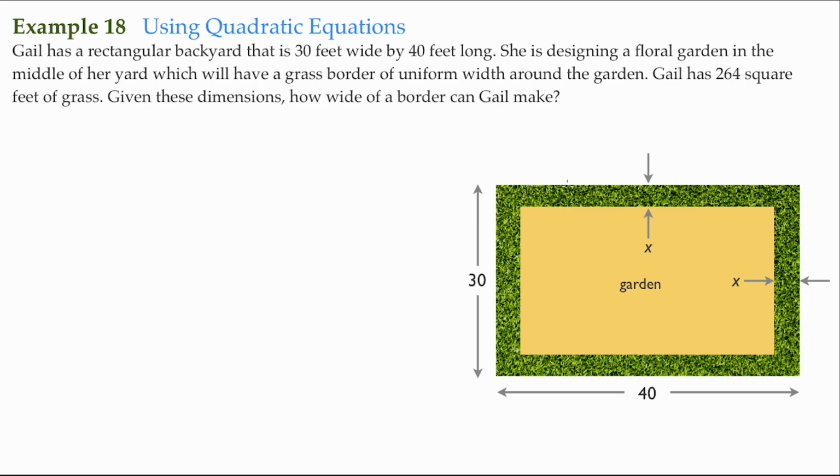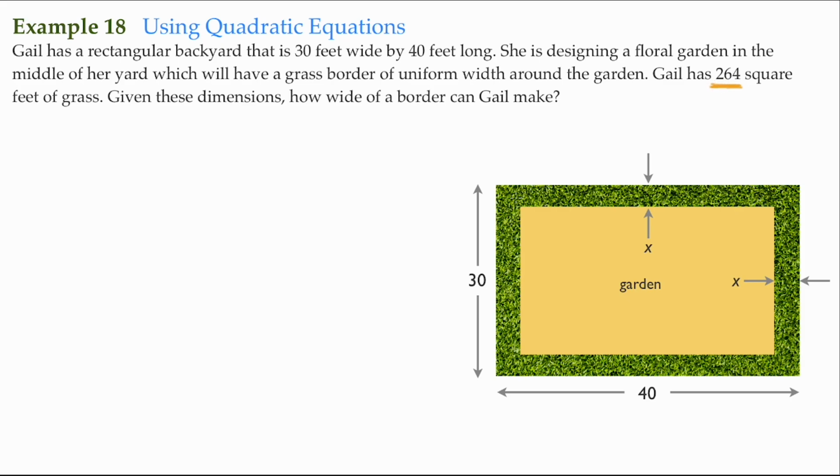So this graphic here, this illustration here, represents her backyard. And you can see that her backyard is 40 feet in length here and 30 feet wide. And she's going to put right in the middle of it this garden, this floral garden. So what we need to do is find out how big of a border can go around this. So we do know that the border is 264 square feet.